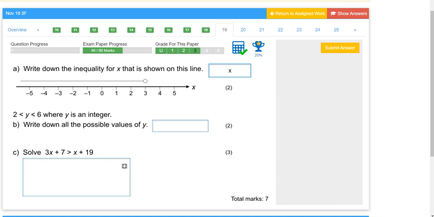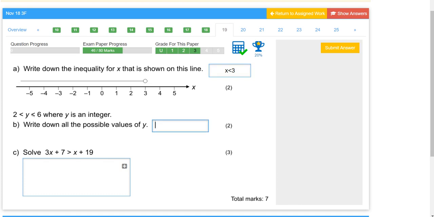Because it's open, it means we're not including the number 3. So 2.9 would be fine, but 3 is not included. And I can see it's going less than 3. It's going down. So it's going to be x is less than 3.